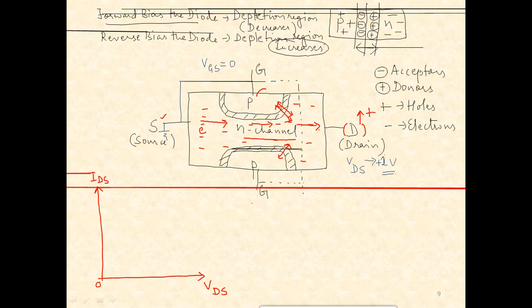Okay, so I'll just write it here. When VDS is positive, the PN junction gets reverse biased. Okay, and the PN junction present at the top as well as the bottom, both of them get reverse biased. Okay, so when they get reverse biased, what happens to the depletion region width? Does it increase or decrease? Increases. It increases. Okay, because they are reverse biased and it just increases.